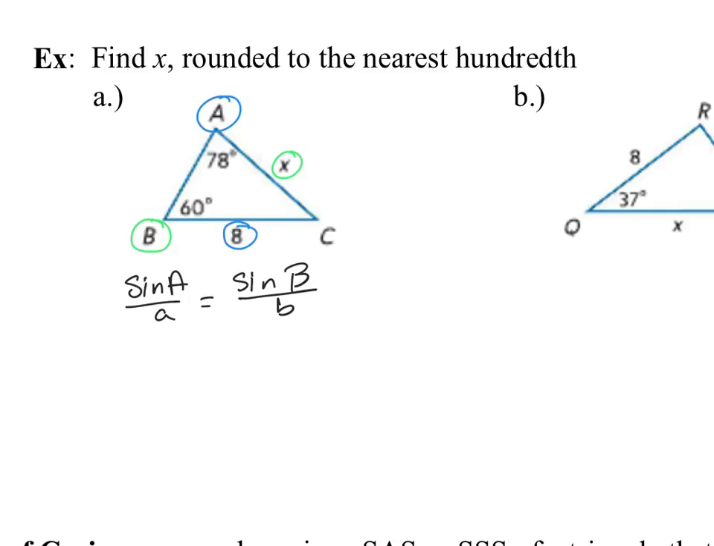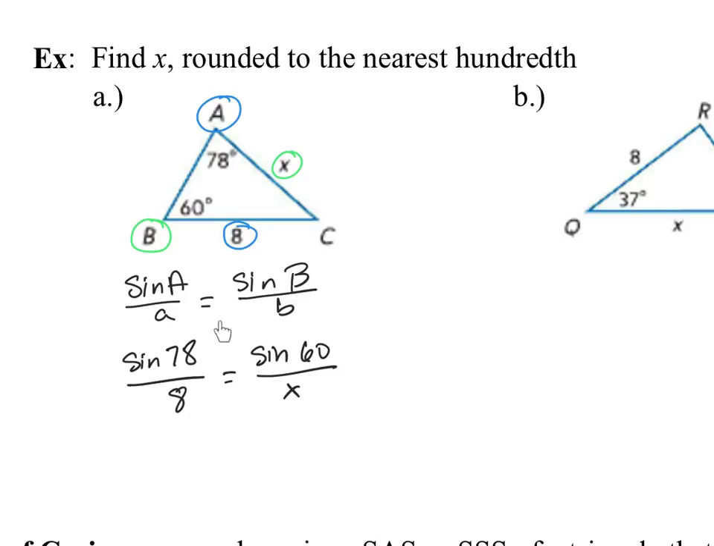And this step that I just wrote down, you could certainly skip and go ahead and write this next step, where we would say the sine of angle A is 78 degrees, and we're going to put that over the measure of the side that is opposite angle A, so that would be 8. So the sine of 78 over 8 is equal to the sine of angle B, whose measure is 60, and then we'll put that over x because x is the measure of the side that's opposite angle B.